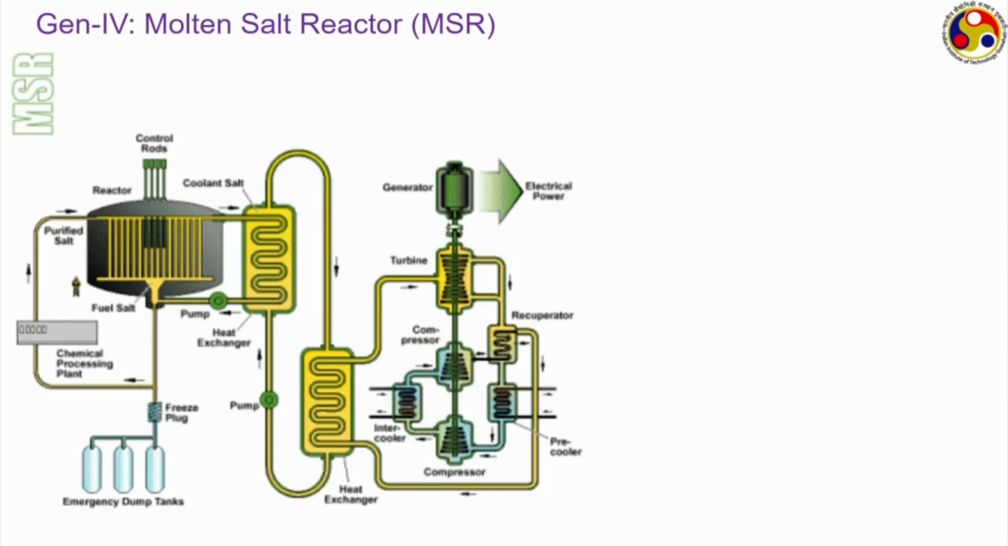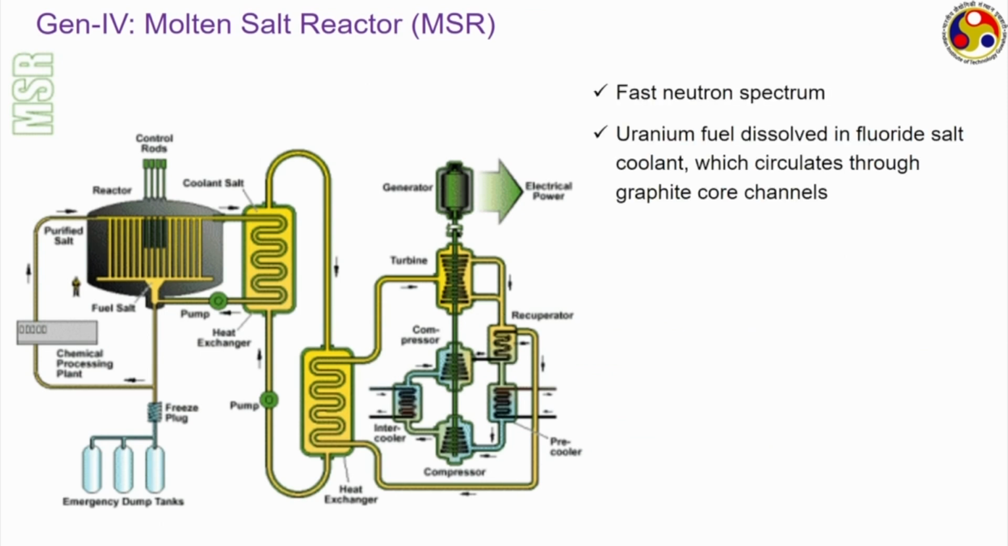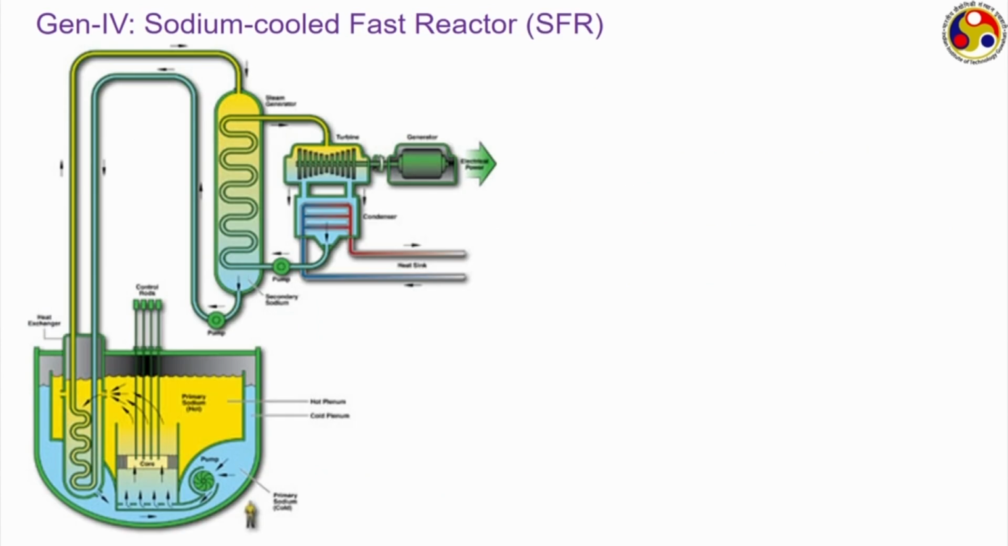Molten salt reactors, again it is a fast reactor which uses uranium fuel dissolved in some kind of fluoride salt coolant which circulates through the graphite core channels. It attains slightly lower temperature compared to the previous two, something in the range of 700 degrees Celsius. And a big advantage is the flexibility in the form of fuel that we are using, as we are using a fuel dissolved into a coolant. So, no cladding is required, and we can use different kinds of fuels.